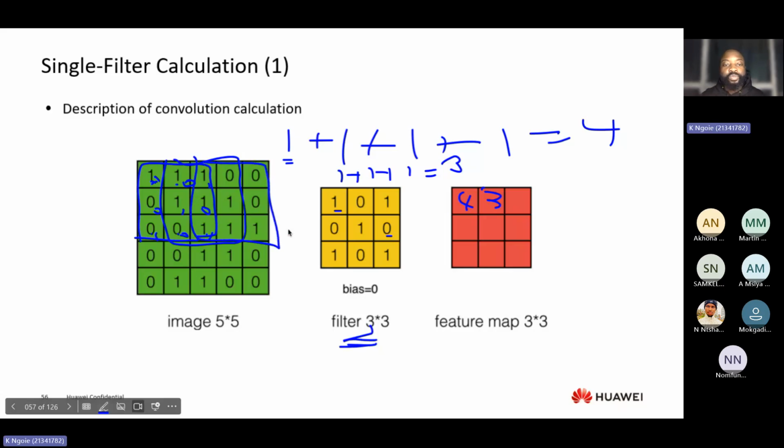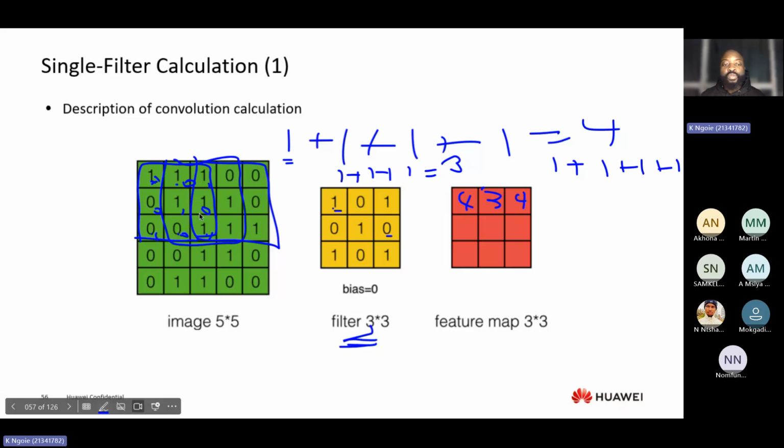We do the same thing. 1 times 1, we have 1. Plus what? 0, 0, 0. And then here, 1 times 1, we have 1. And then here, 1 times 0. Here, 1 times 1, we have 1. 1 times 0, 0. 1 times 1, we have 1. So total here, 4. Here as well, we have 4.